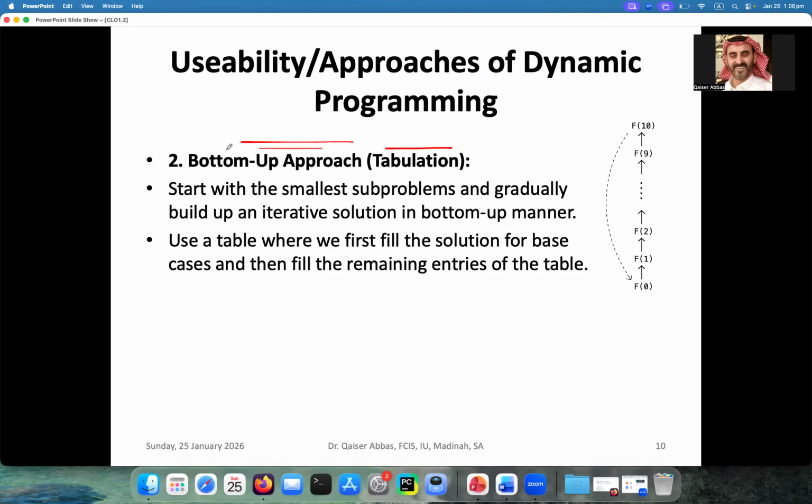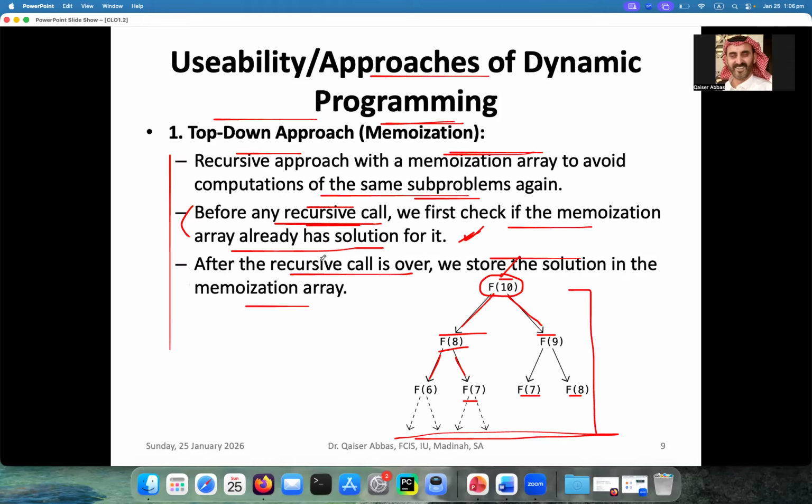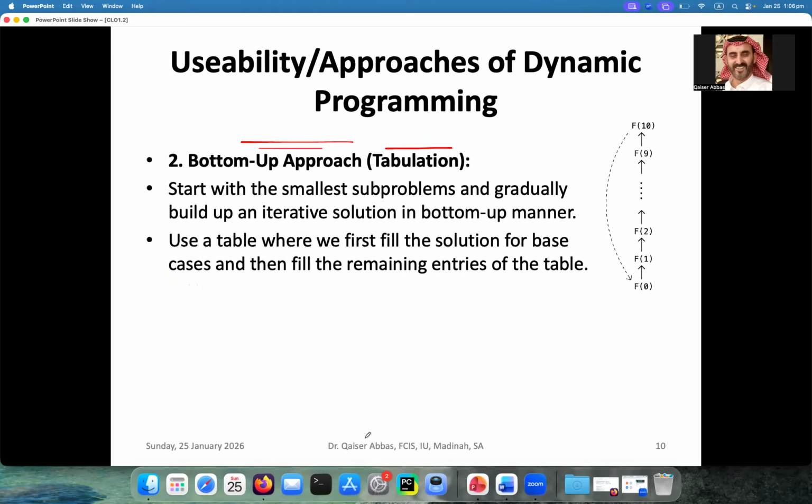In this approach, bottom up means you are going from the bottom of the tree up towards the root. If this is the tree, this is n, and the numbers are reducing up to 0. In bottom up, you will start from 0 and then you will go up.